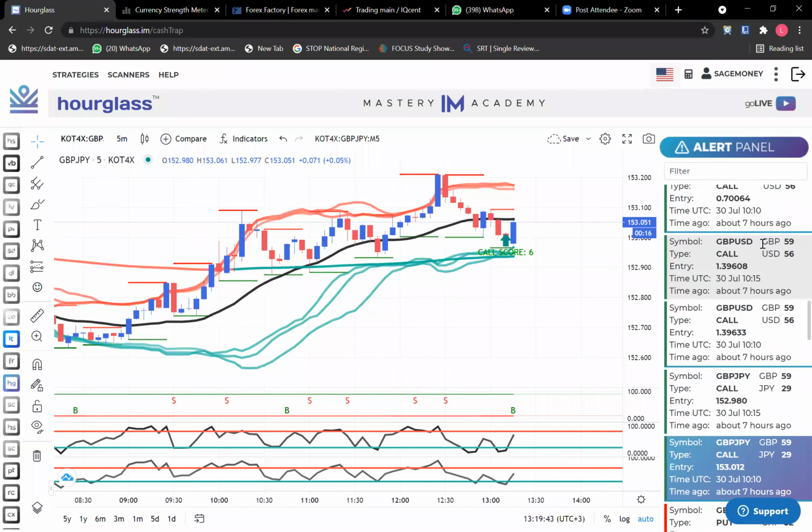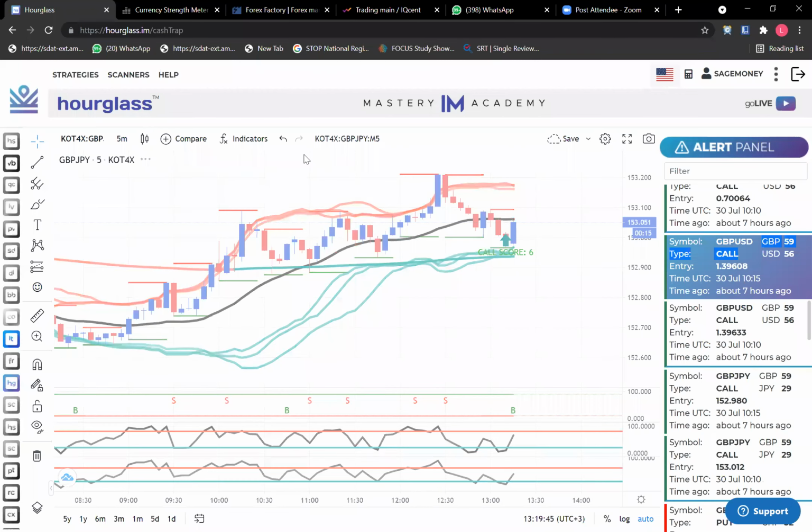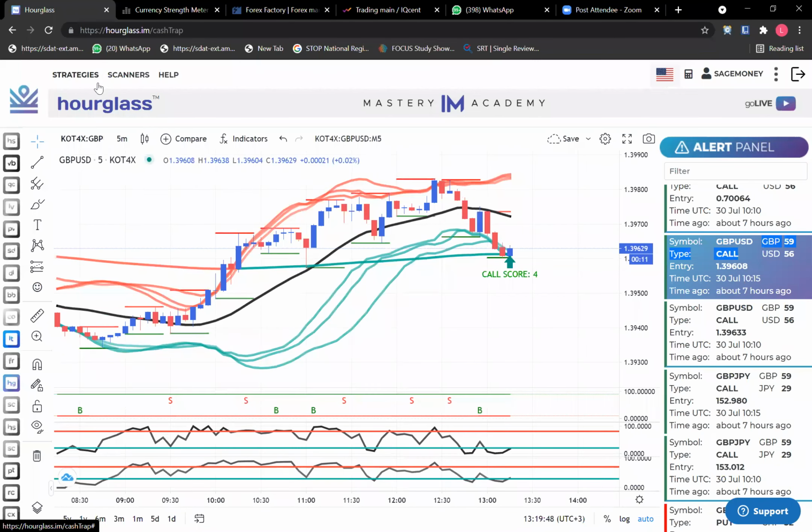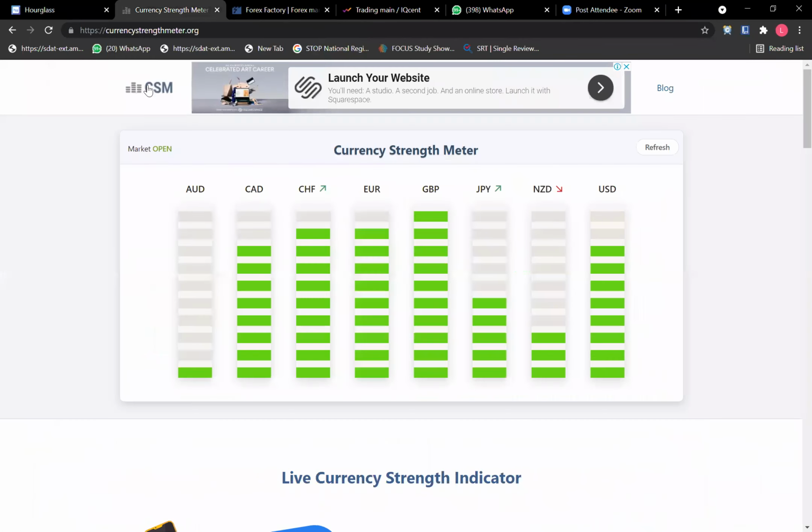Cashtrap has an inbuilt currency strength meter. This strategy is known as Cashtrap. As you can see, we have Cashtrap 3.0 ticked. Cashtrap has an inbuilt currency strength meter, meaning it will always tell you which currency is stronger than which one. But personally, I use an external currency strength meter also to confirm. You can never be too sure.